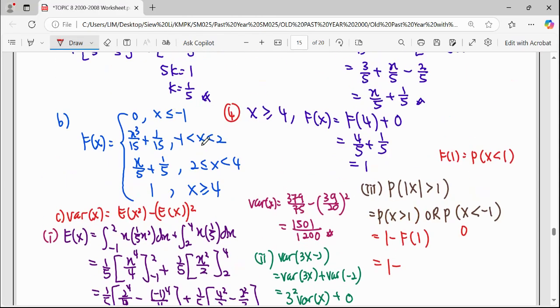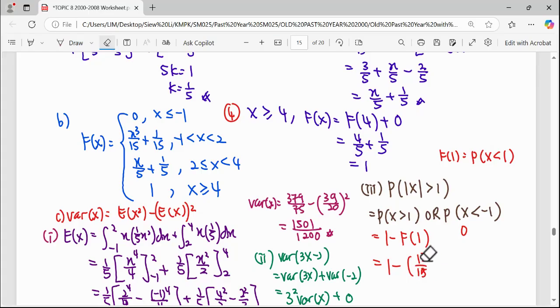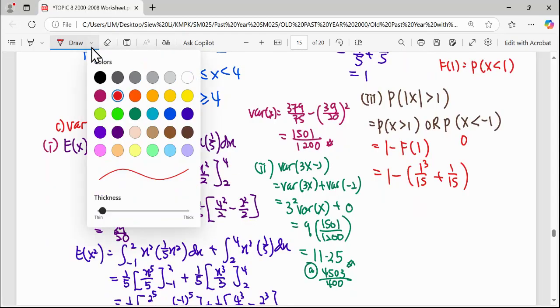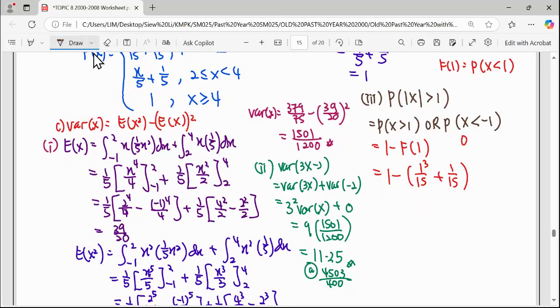So f1 substitute into this function, which is 1 cubed over 15 plus 1 over 15. Alright, so that will be our final answer, which is 13 over 15. Okay.